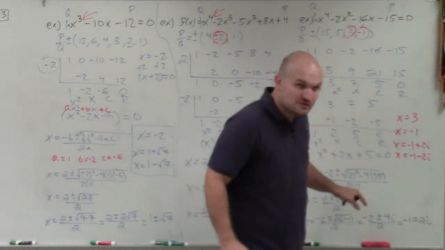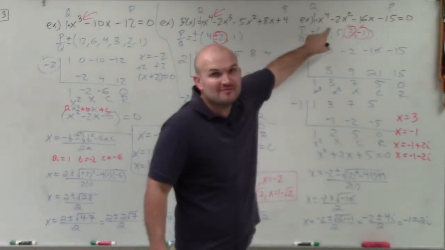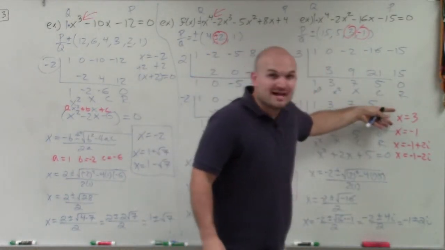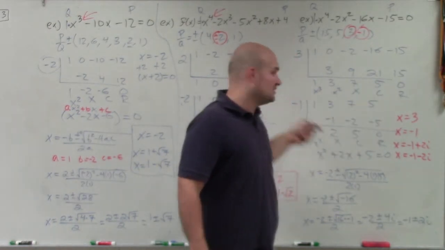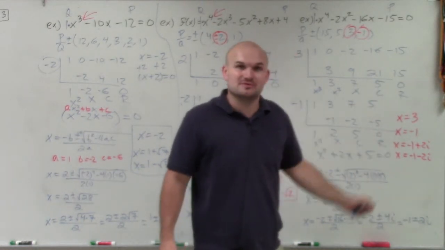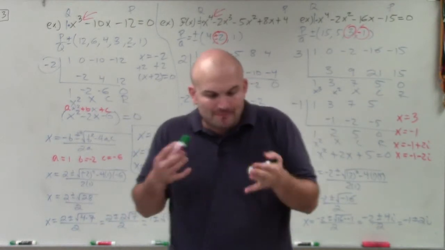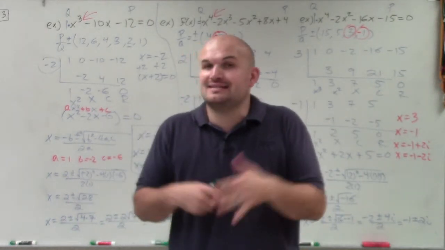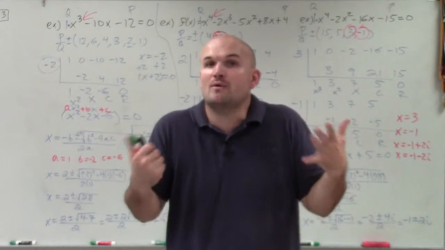Again, notice how many zeros do I have? 4. What is the power of my function? 4. I had 2 rational. And instead of 2 irrational, I have 2 complex roots. Okay? So knowing that you have rational roots is very helpful. But it doesn't mean all of the roots or zeros are always going to be rational.